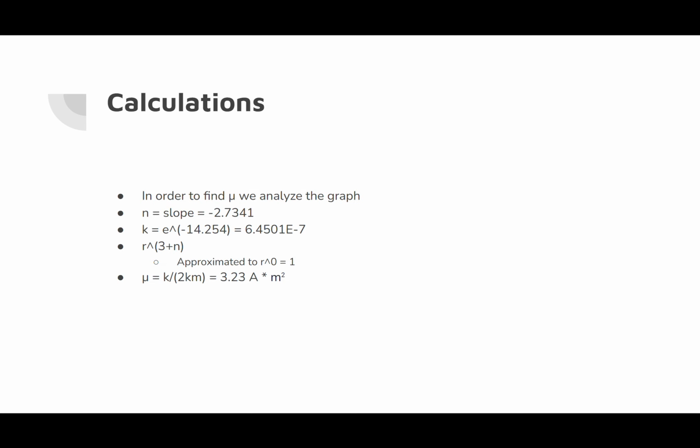Calculations we needed for this, we mainly had to calculate mu in order to do our computational model. We looked at the graph to do this, and we found the slope to be the n value of negative 2.73. K, we needed to take e raised to the y-intercept, which happened to be negative 14.254. And since our equation gives us r raised to the 3 plus n, and n is close enough to negative 3, we can approximate r to be 1, since anything raised to the 0th power is 1. And our equation right here, mu is equal to the k value over 2 times the magnetic constant, and that gives us our 3.23 value.